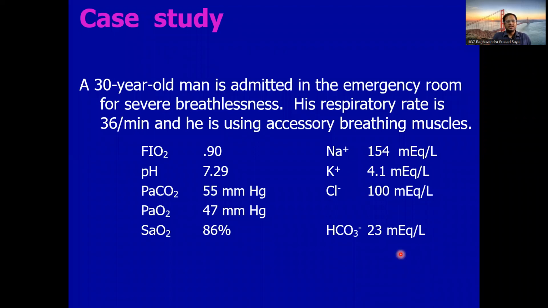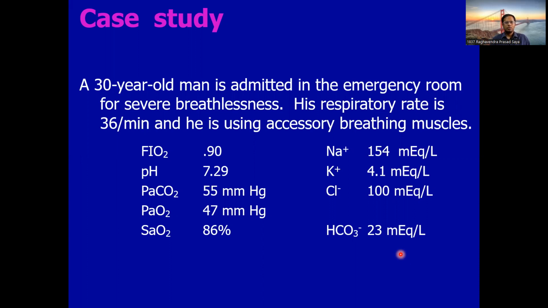So now here there is an example case study. A 30-year-old man is admitted in the emergency room for severe breathlessness. His respiratory rate is 36 per minute and he is using accessory breathing muscles. So these are all the values which are given for us. FiO2 of 0.9, the pH is 7.29, PCO2 is 55 millimeter of mercury, PO2 is 47 millimeter of mercury, saturation is 86%, the sodium is 154, potassium is 4.1, chloride 100, and bicarbonate is 23.